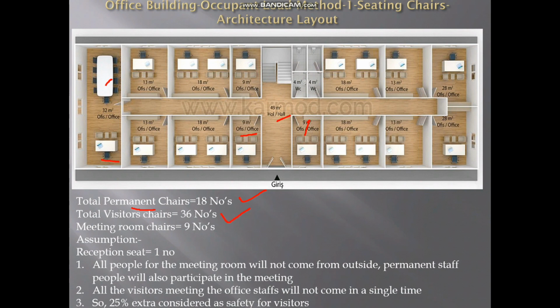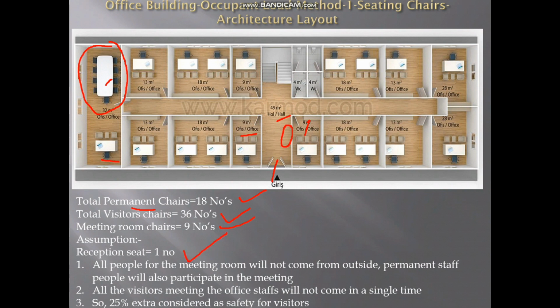And after that, there is a meeting room located here, and there are a total of 9 chairs. So I'm going to count that also, and we have to make some important assumptions. Like this is the entry, so surely there will be a reception person here. So I'm going to add one quantity for the reception seat.